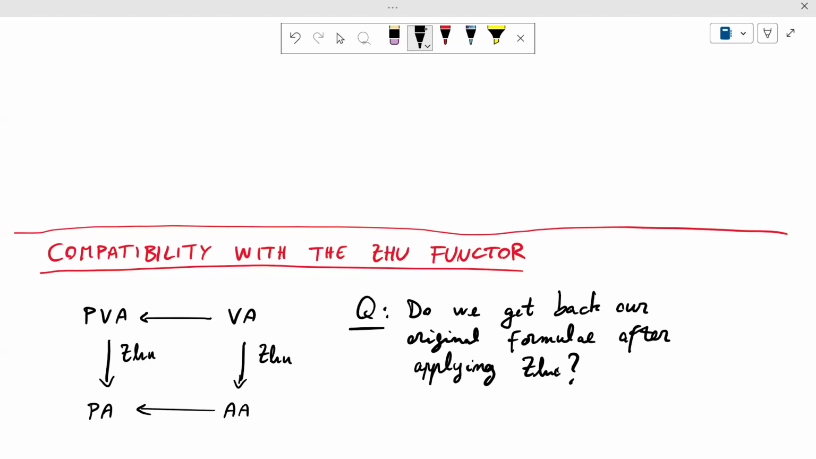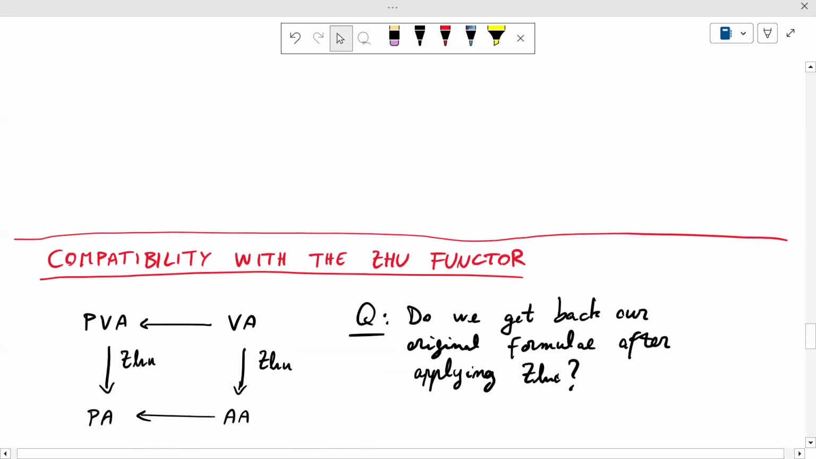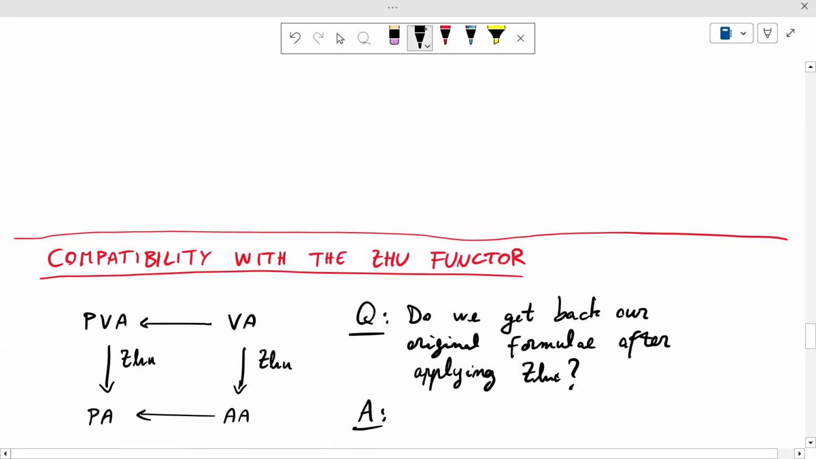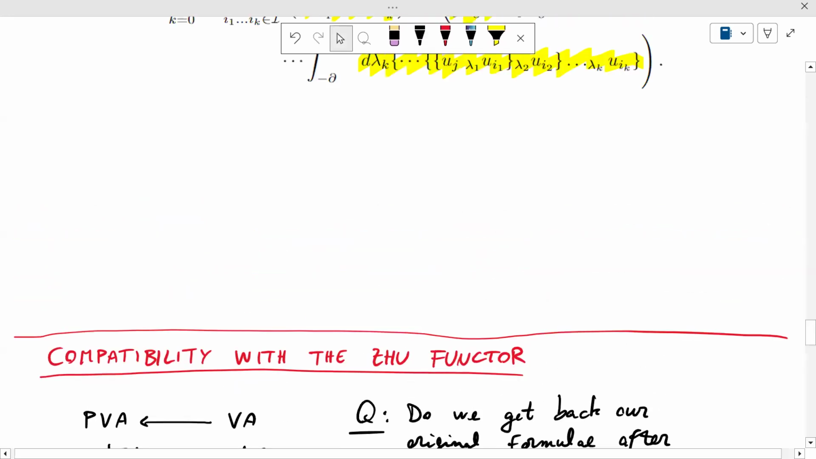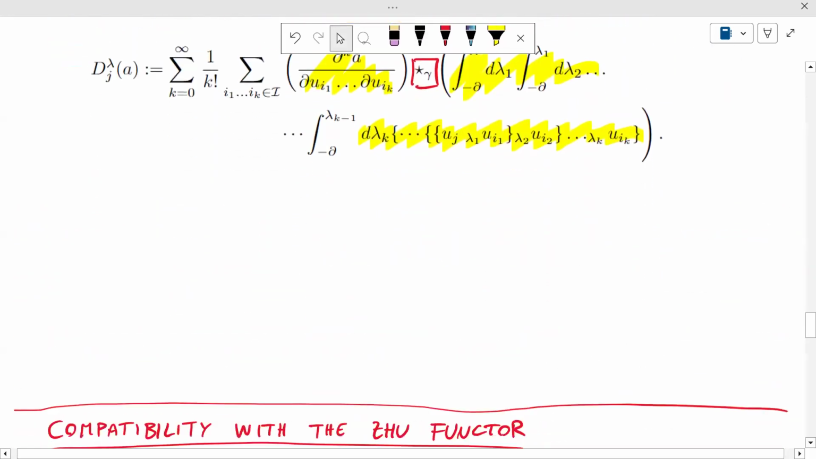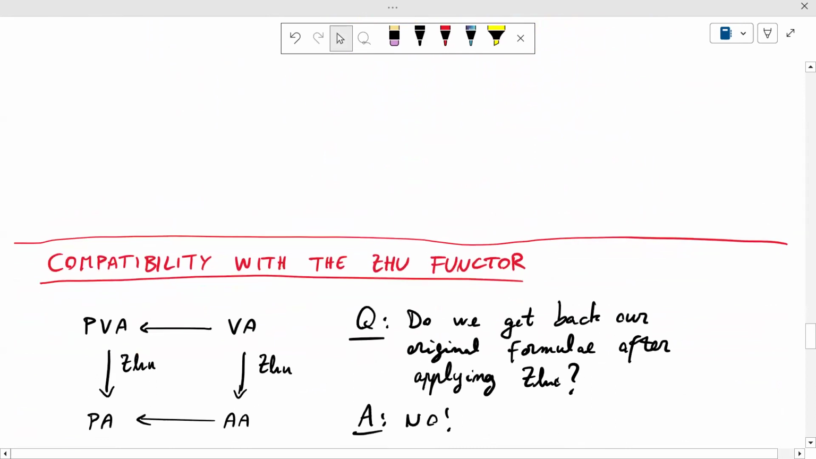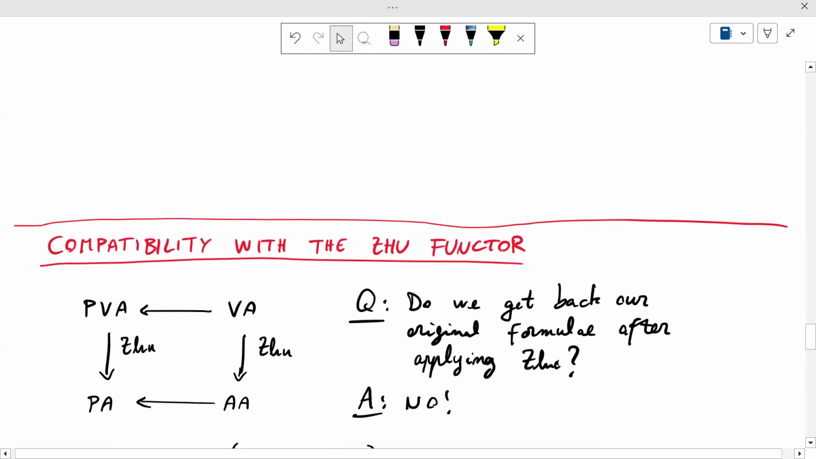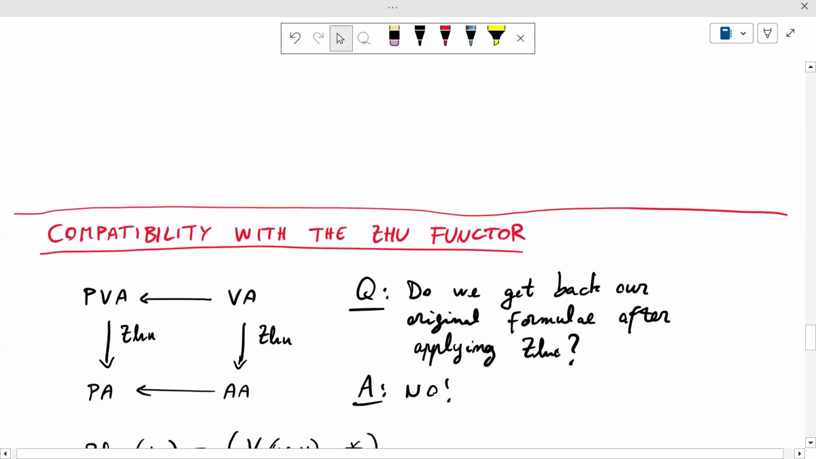Now, one would hope so, since we basically did the same thing. We used the same sort of quantization map. The fact is no, and no in a very bad way. The formulas that we get, you can't even send them down. They will not even be well defined.